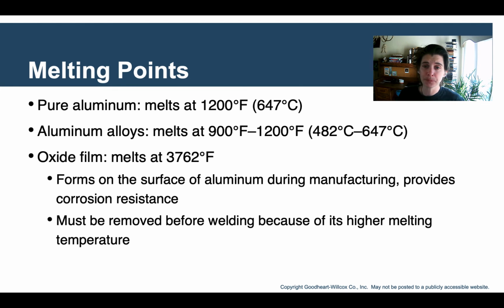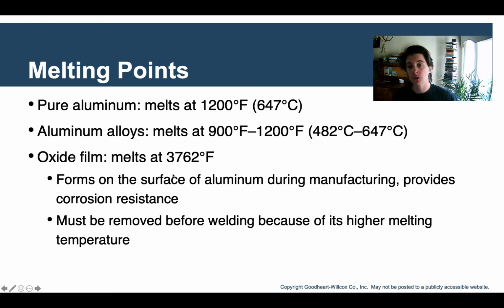Pure aluminum melts at 1200 degrees Fahrenheit. Aluminum alloys are going to melt at 900 to 1200. So adding different alloying elements obviously changes the melting point. Here's the important part. The oxide film on aluminum melts at 3762 degrees Fahrenheit. So oxide film is like rust on steel. It forms on the surface of the aluminum during manufacturing. It's good because it provides corrosion resistance, but it has to be removed before welding because of its higher melting temperature.